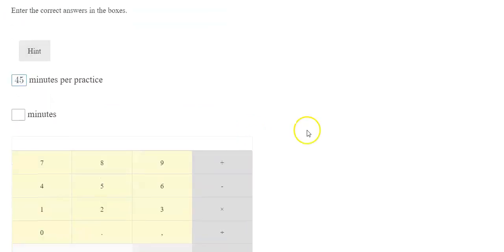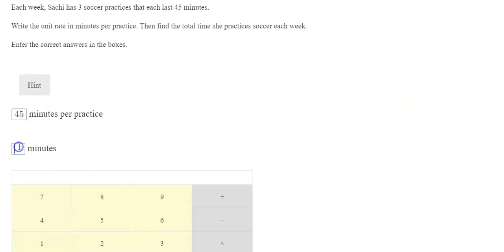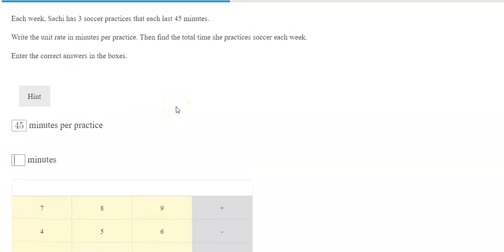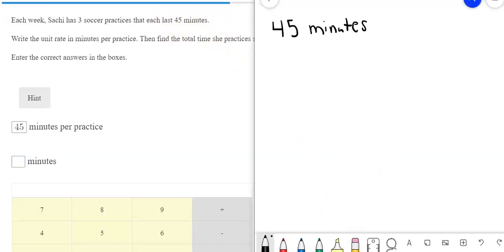You want to go ahead, if you just type one answer in, and if you want to check it out, you can check it out. And then we need to find how many minutes she practices each week. So I have 45 minutes for each practice, but we have 3 each week. So I'm going to multiply that by 3. 5 times 3 is 15. 12, 13. I got 135 minutes.